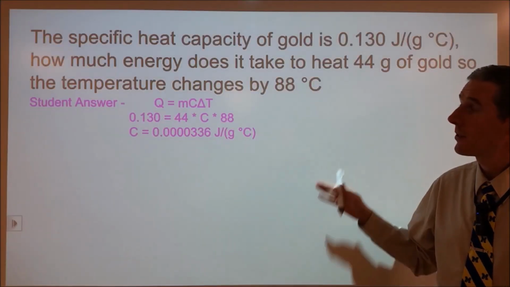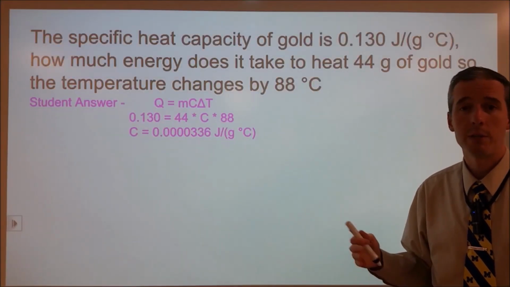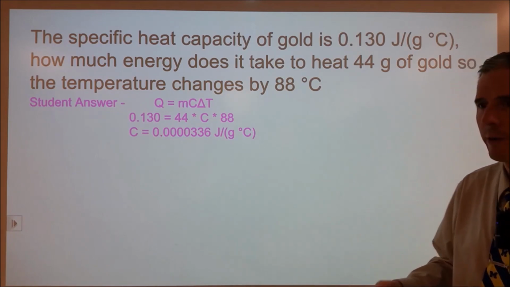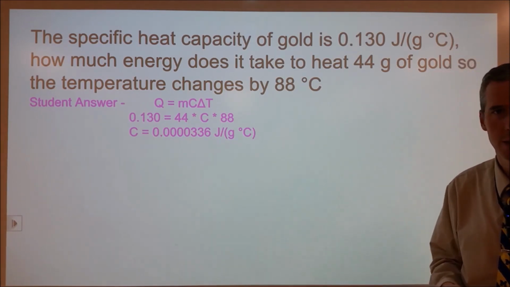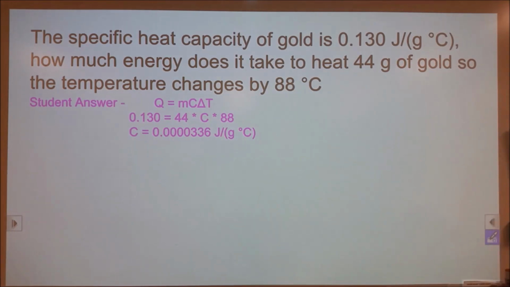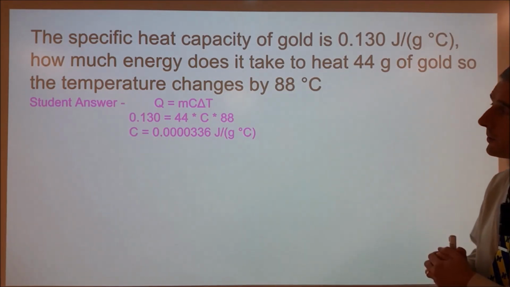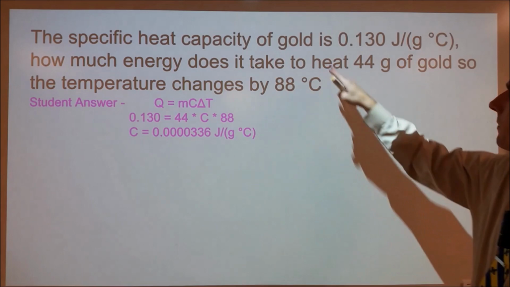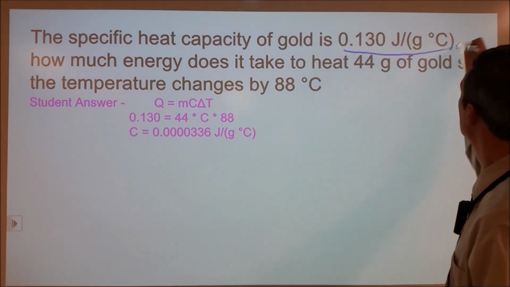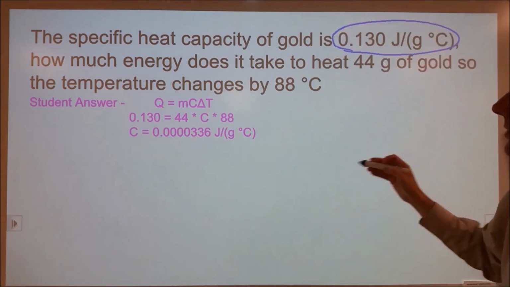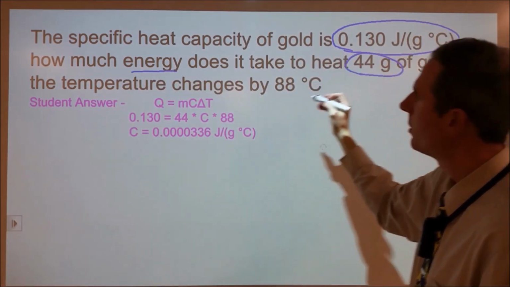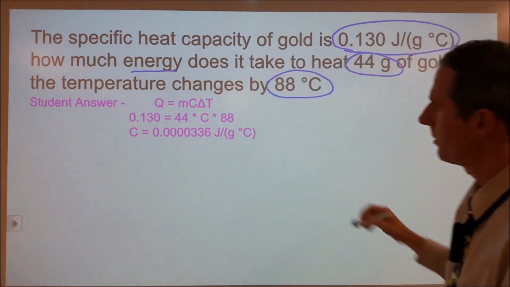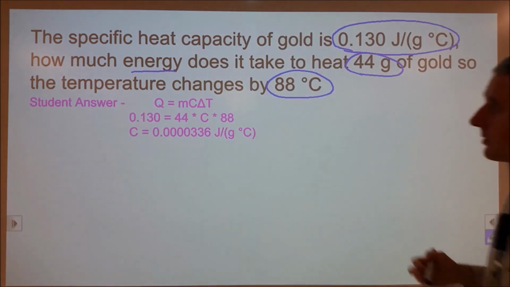Hi, welcome to CheMistakes. Here we go through actual student responses to chemistry questions and try and look at how we can improve them, communicate them better, and fix any misunderstandings that are there from the answer itself. Here we have a specific heat capacity problem. We're given the specific heat capacity of gold, right here. We're asked how much energy does it take to heat 44 grams of the gold, so the temperature changes by this amount. Okay, so student response.